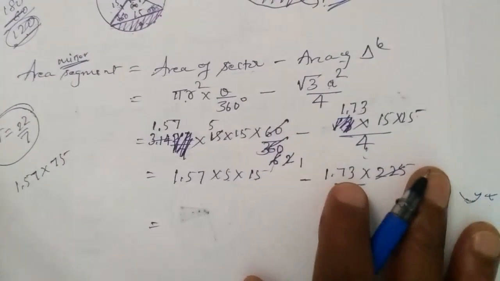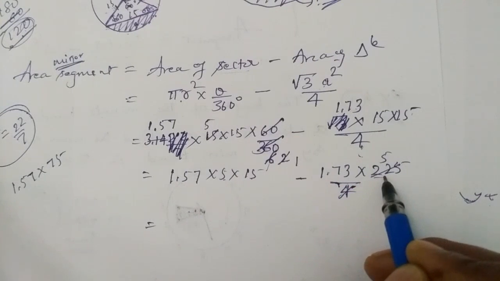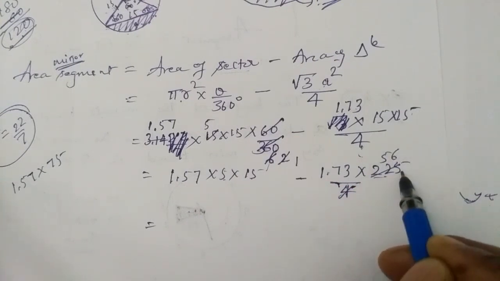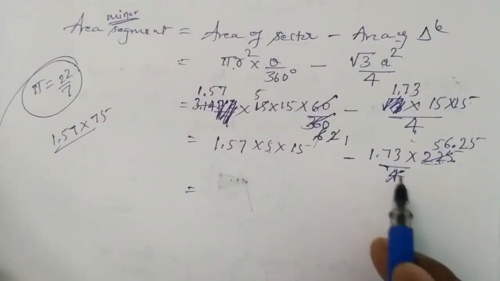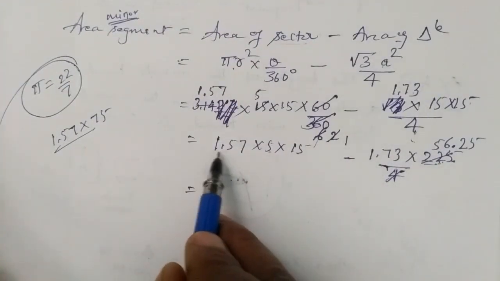4 5s are 20. Again 4 6s are 24. 24, so 1 is the remaining point. 10, 4 2s are 8. 4 5s are 20. It is 1.73 into 56.25. First we will multiply 1.57 into 75.